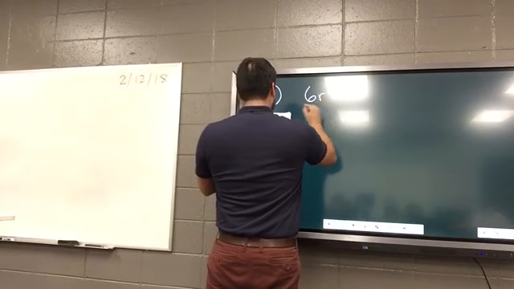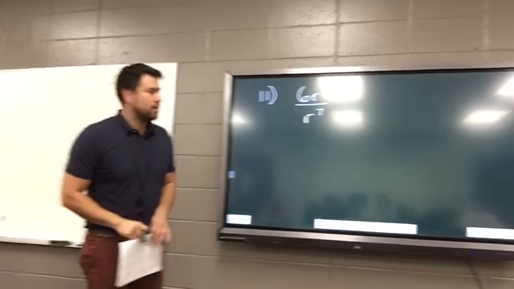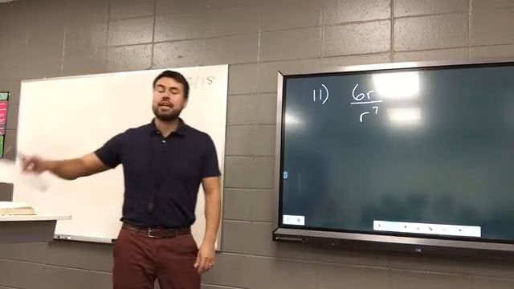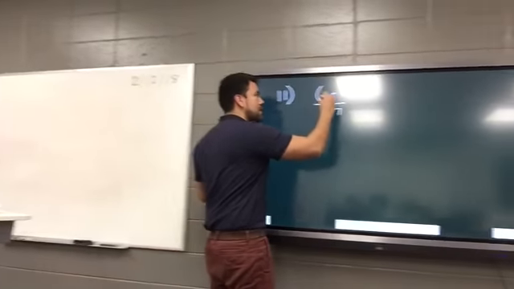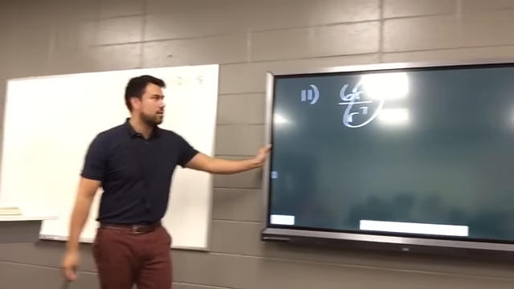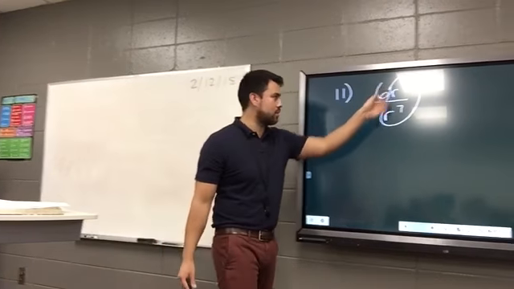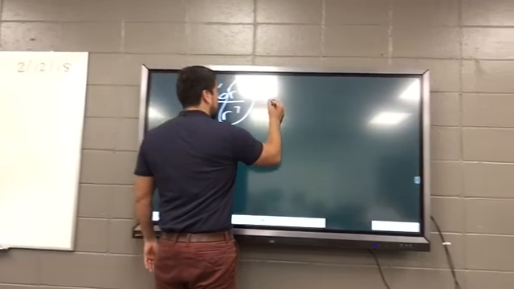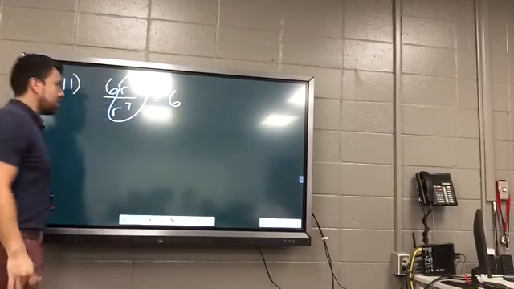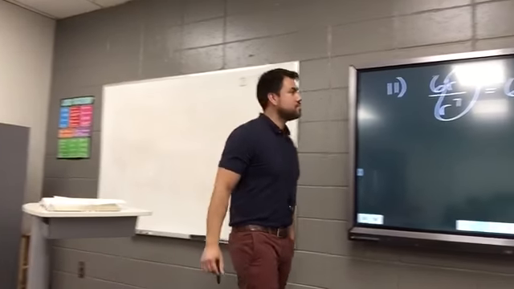Okay, next problem is number 11, the next one over. 6r to the third over r to the 7th. Okay, remember you have to deal with like bases. So I'm going to deal with the r to the third divided by r to the 7th. The 6 is kind of on its own because it doesn't have a like base anywhere here. So I get 6, and I get r to the 4.